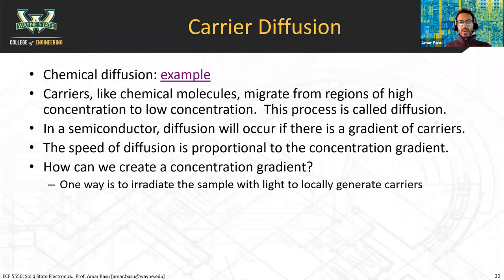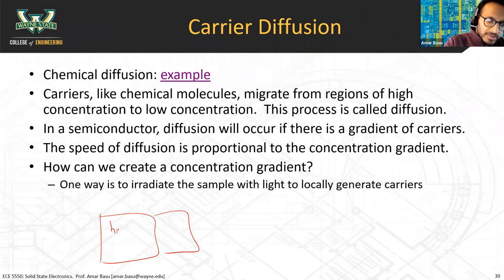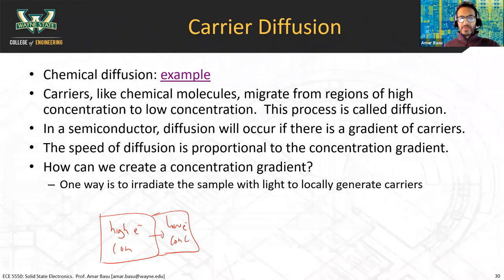So let's say you have a high electron concentration here, and a low electron concentration here. Then the electrons are basically going to diffuse from high to low concentration. Same thing happens with holes. The speed of diffusion is proportional to the concentration gradient. The sharper the concentration gradient is, the faster the carriers will move.